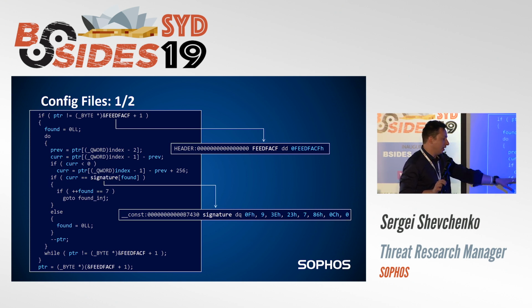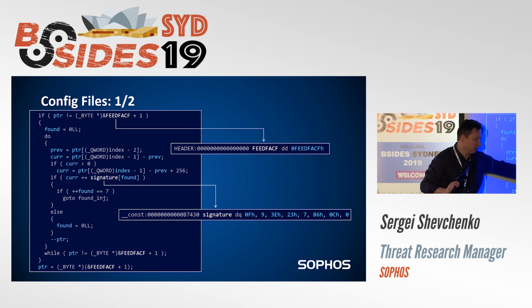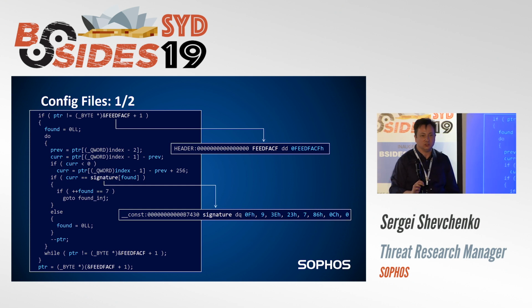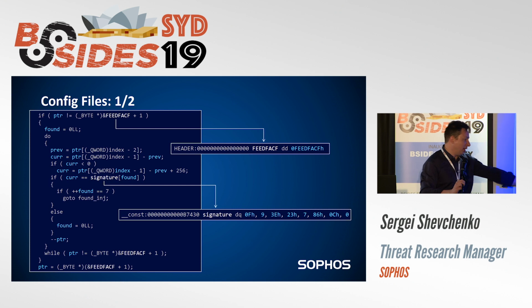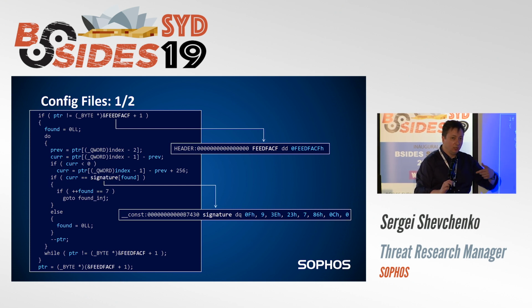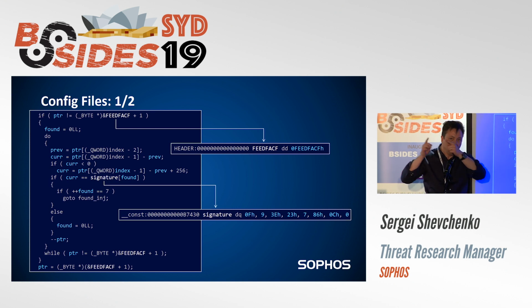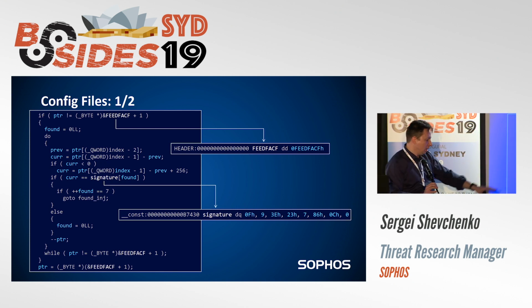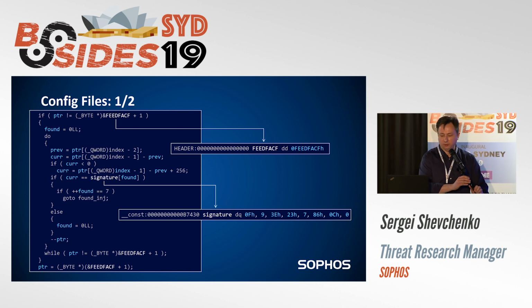Then they check that difference against the signature, which consists of 7 64-bit integers. If there is a match, they increment the found counter, and if that counter reaches 7, it means they found all 7 characters of that signature. Go to found injection. Internally, they call this condition injection. And in the injection routine, they will extract and decrypt that configuration file.